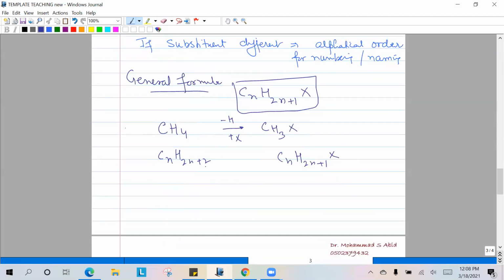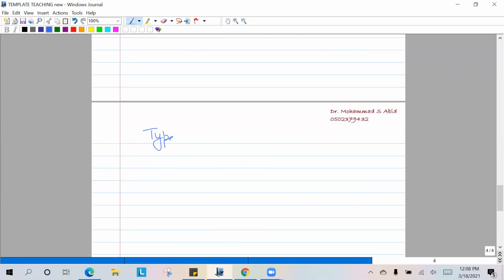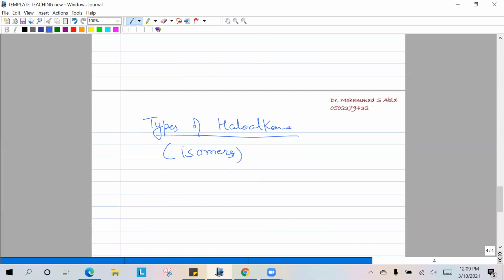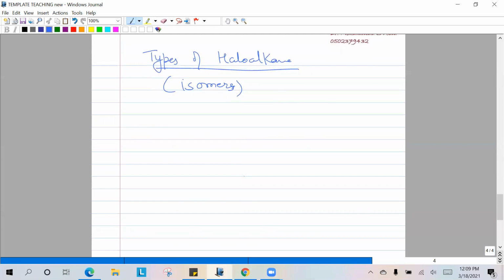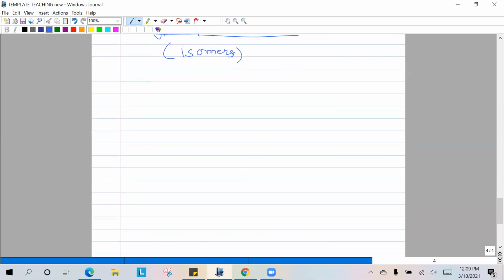Then we move on to the types. This is types of haloalkane, that is a classification of haloalkane. You can also call them isomers. Why isomers? Because they have the same molecular formula. So they could be considered as structural isomers. There are 3 types of haloalkanes. One is known as primary, the second is secondary, and the third is tertiary haloalkanes.